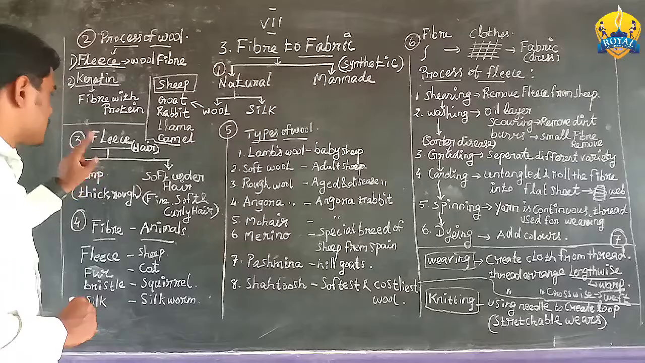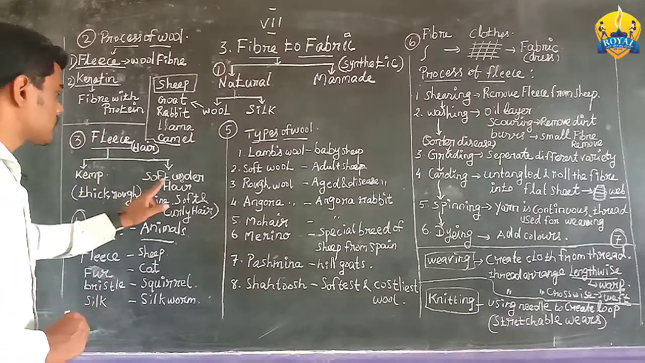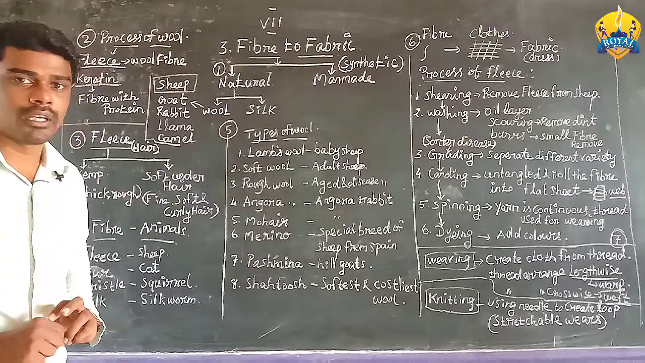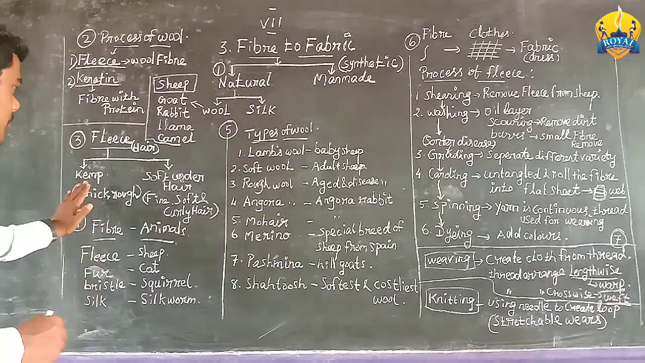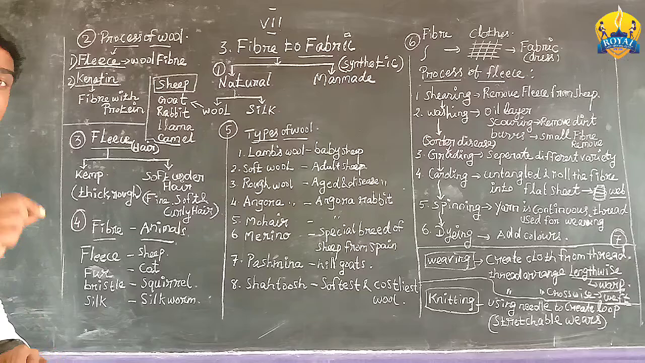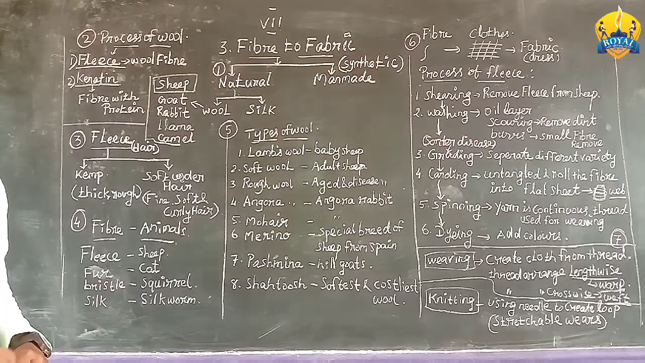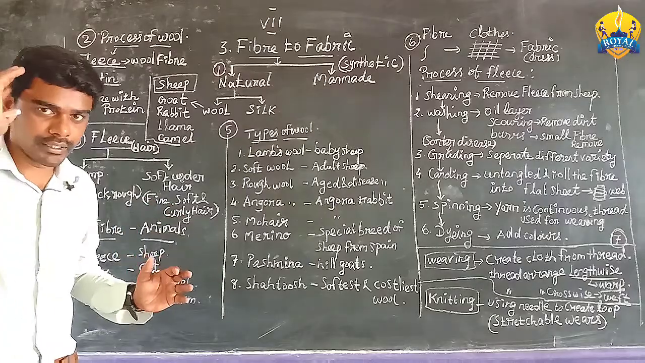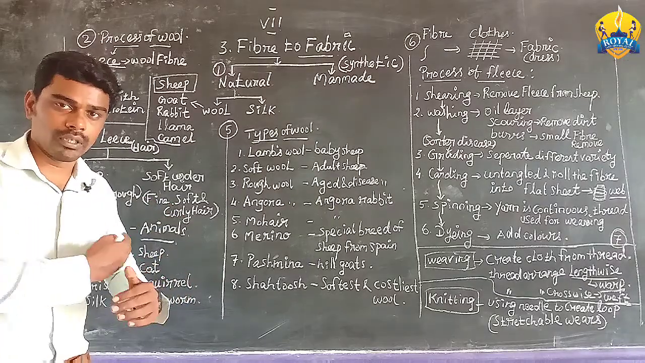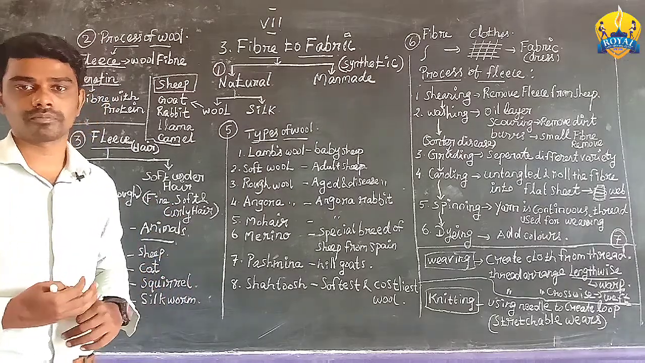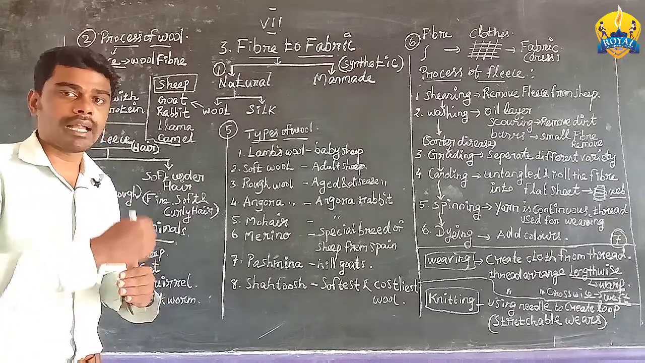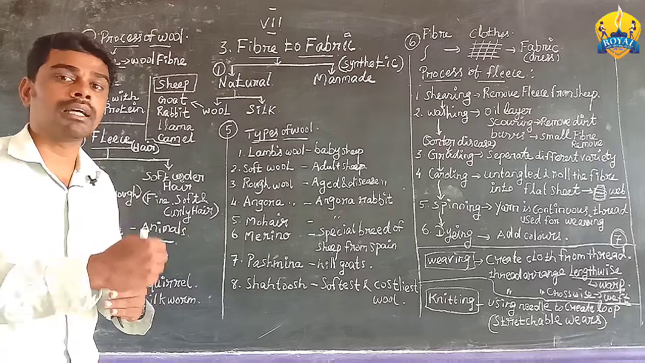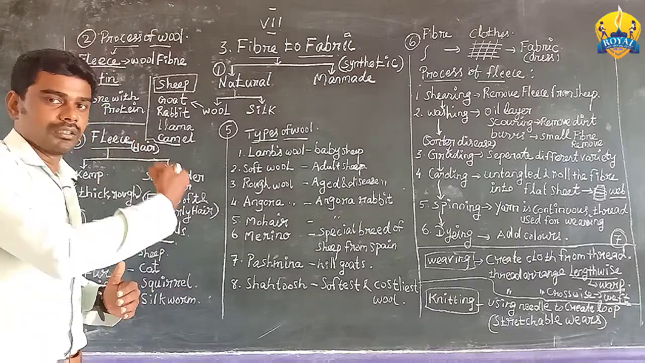Then fleece is basically two types, that is kemp and soft under hair. Kemp and soft under hair, which are known as the types of fleece. Based on the occurrence, based on the growing place on the organism, shoulder, head, hip region, underarm, like that, the fleece varies.